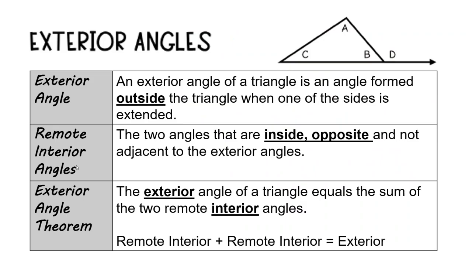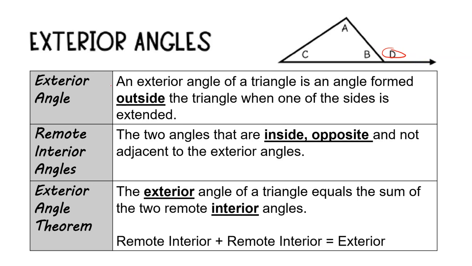So first, let's go through some definitions. The exterior angle of a triangle is formed outside the triangle when one side is extended. Notice in our picture up here, we can see that D is an exterior angle because it's formed on the outside of this triangle by the extension of this line through CB.